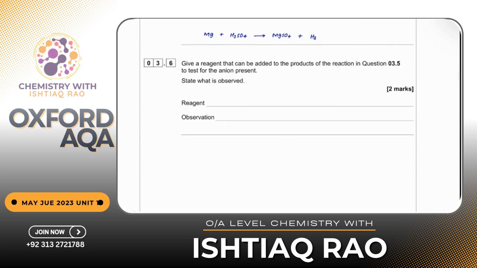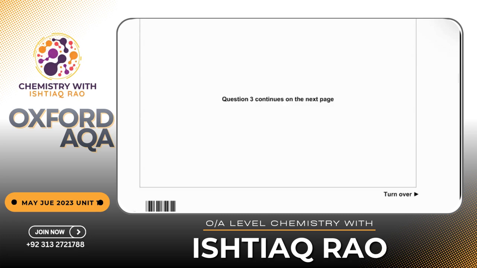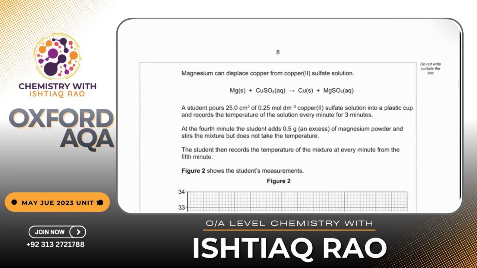So this is 2 marks. What's the reagent that I'm supposed to add? I would say barium nitrate, and I can see the white precipitate. They're not asking for the equation, so I'm not supposed to write it down. Let's say in the next part, if they would be asking. No, okay.